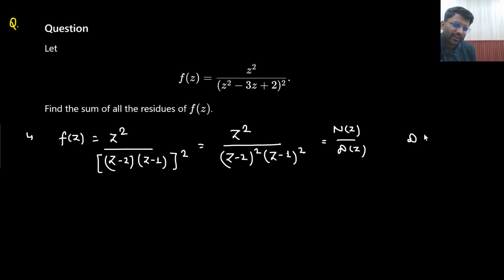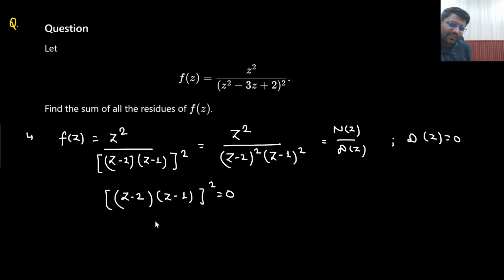Which is numerator by denominator. So if you put the denominator equal to 0, denominator equals to 0, okay? If I put the denominator equal to 0, what am I getting? z minus 2, z minus 1 whole square equals to 0. So what is the value of z? The value of z is 2, 2, 1, 1.